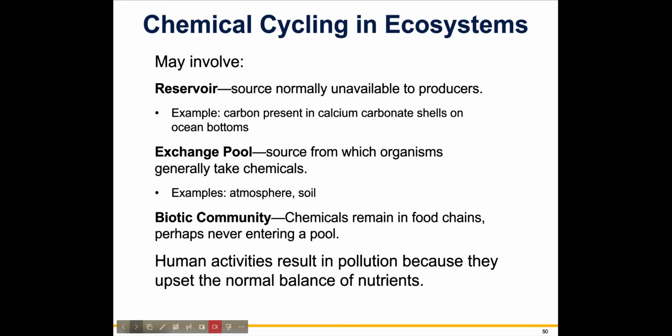So, as a whole, what we see is that the cycle can include a reservoir. That's where we have the chemical unavailable. For example, carbon in shells in the bottom of the ocean. We're not able to use that carbon, it's stored there. Then there's an exchange pool where we can take up the chemicals, whether that's the atmosphere or the soil. And then there's the biotic part, the living part, where those chemicals are in the food chain. And human activities can result in imbalances to these normal cycles.